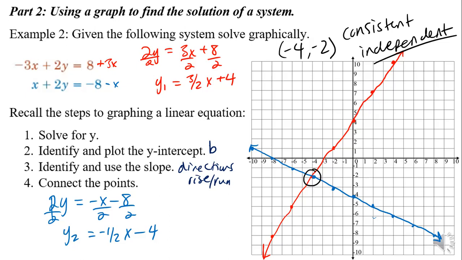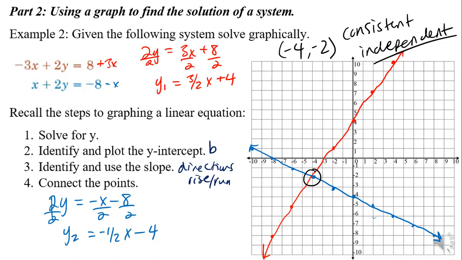The other thing is right off the back, I can tell that it's consistent and independent because the slopes are different, right? And that's the number one thing. If the slopes are different, then I'm going to have an intersection. If the slopes were the same, then it was either going to be parallel or coinciding and overlapping. Yes, we can do this. Questions, comments, concerns about example 2?